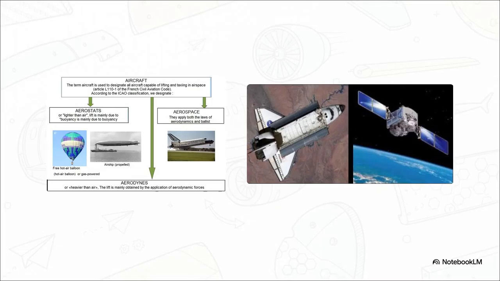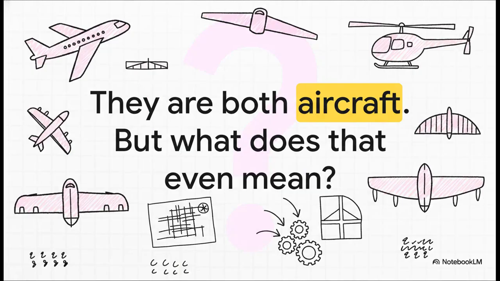Okay, so take a look at these two. On one side, you've got a simple, graceful hot air balloon. On the other, the incredibly complex space shuttle. They seem like they're from different universes, right? But believe it or not, they share one really important thing in common. And that is, they're both technically aircraft. But that seems like a ridiculously broad category, doesn't it? I mean, come on. So what does that word actually mean?